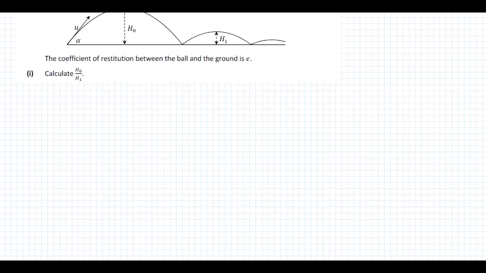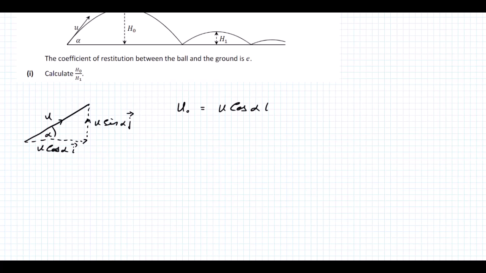So first thing we're going to do is have a look at the initial velocity. It's going to look something like this. You've got a u here. We just resolve that into two vectors here. This is an angle alpha here. So this is u cos alpha in the i direction, and this is u sine alpha in the j direction. Now our initial velocity u, let's call it u0, can be written as u cos alpha in the i direction plus u sine alpha in the j direction.